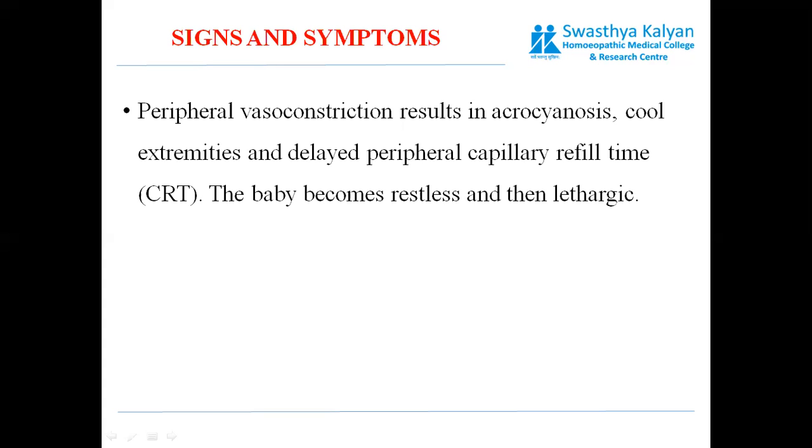Now, what happens in acrocyanosis? Basically, acrocyanosis is a peripheral vascular disorder. In this, there is cyanosis of the hands or of the feet, and sometimes it appears on the face also. It is caused by the vasospasm of the small vessels of the skin in response to the cold. So, these are the signs and symptoms of hypothermia. This peripheral vasoconstriction leads to acrocyanosis. Extremities are cold and there is delayed peripheral capillary refill time. The baby becomes restless and then lethargic.